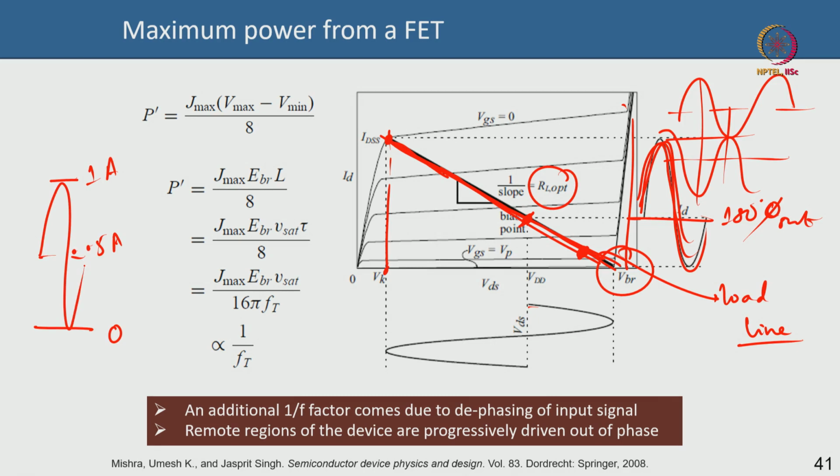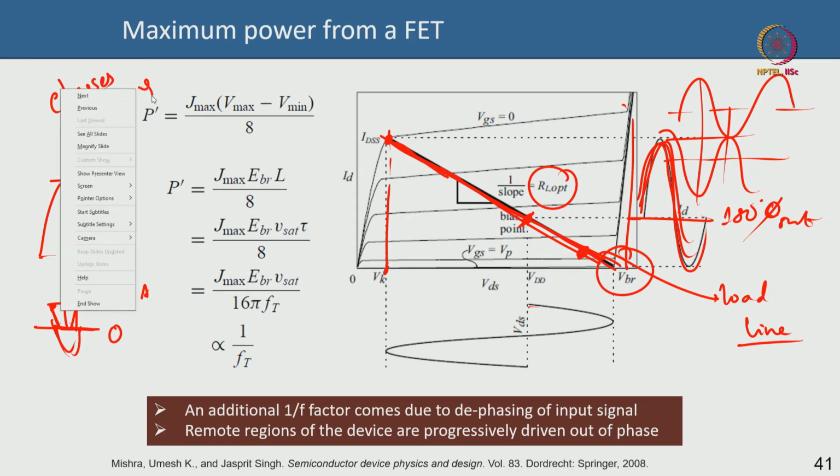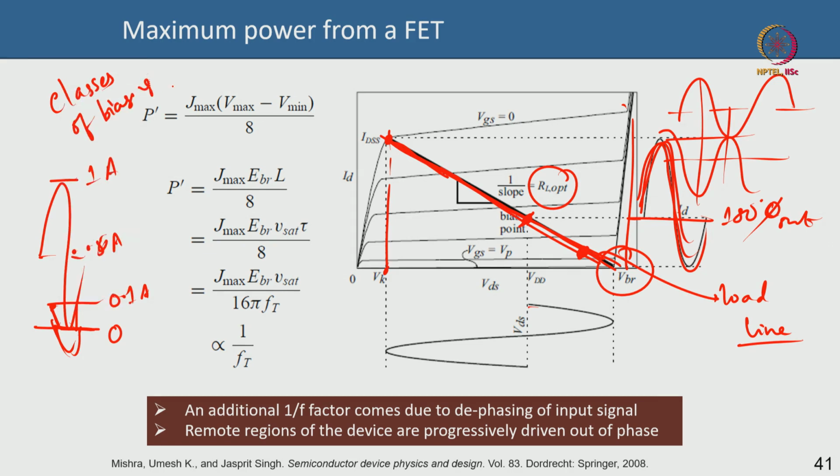Okay, but if you bias it at, say, this point where it says 0.1 amp, which means on the bottom side the waveform will be clipped, it cannot go below 0, right. So those are different classes of biasing, you call them classes of biasing. We will come to that again later towards the end of this course when we talk about these classes of power amplifier, but how you bias the device significantly matters for your efficiency, for instance.